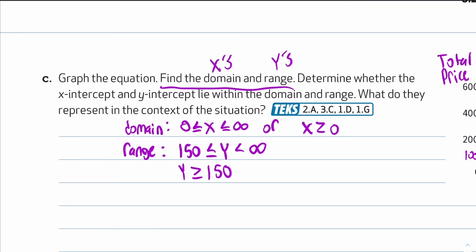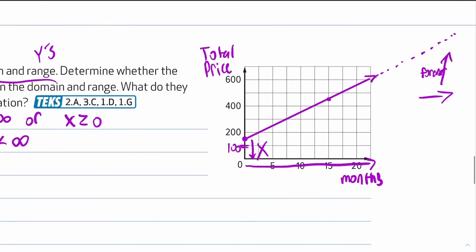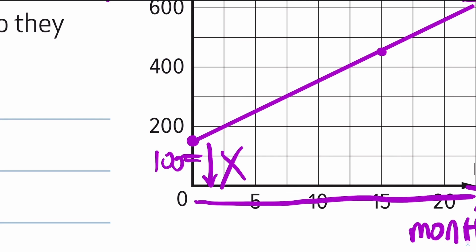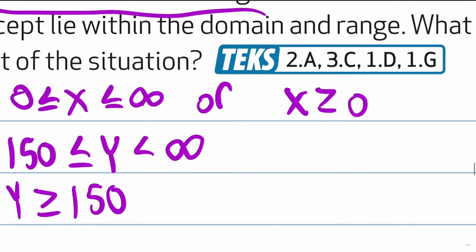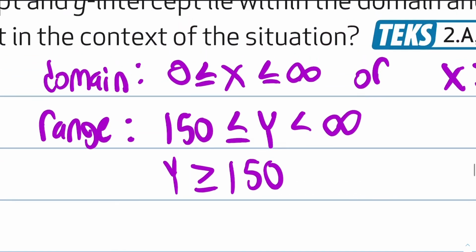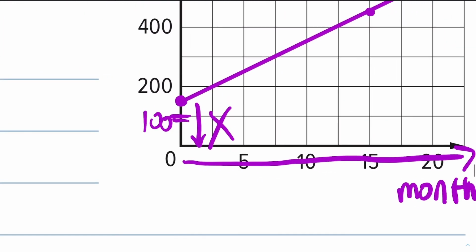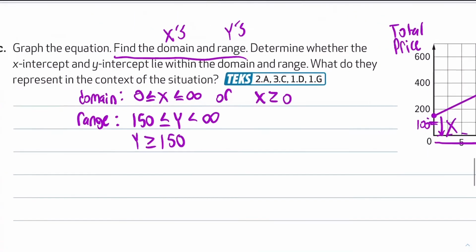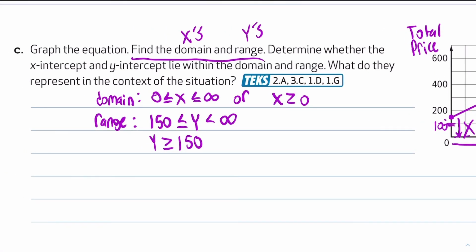Are the intercepts included in the domain and the range? Okay, the y-intercept is at 150, and 150 is actually where the range started. The x-intercept, that would be where you touch the x-axis, and that would have happened back here at a negative number. But since we don't have negative numbers when we're talking about time, the x-intercept is not in this situation.